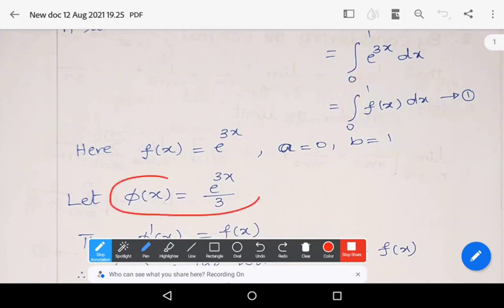Define phi of x is equal to e power 3x by 3. Remember that phi of x is nothing but the integral of e power 3x. So we define phi of x as e power 3x by 3.